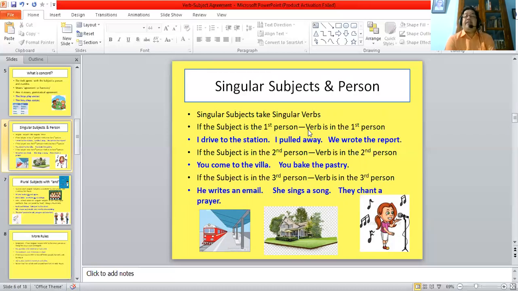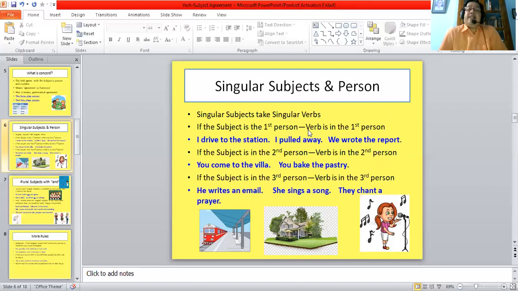Then, if the subject is in the second person, it will correspondingly take a verb in the second person. Like, you come to the villa, or you bake the pastry. If the subject is in the third person, then it will take a verb in the third person. Like, he writes an email, or she sings a song, or they chant a prayer. So these are all in the third person.